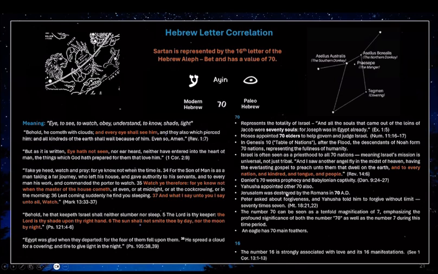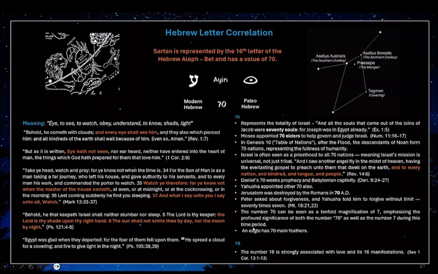And then the number 70 can be seen as a tenfold magnification of 7, emphasizing the profound significance of both the number 70 as well as the number 7. The tenfold amplification of the number 7 during this time period. And many believe that the seventh day Sabbath will be very critical. I believe it to be part of the sealing of Yah's people at the end of time, those who are keeping the seventh day Sabbath, the biblical Sabbath.